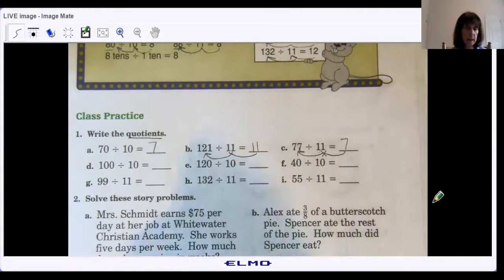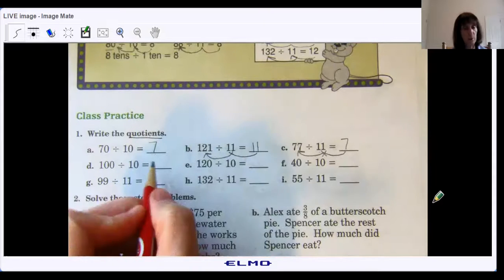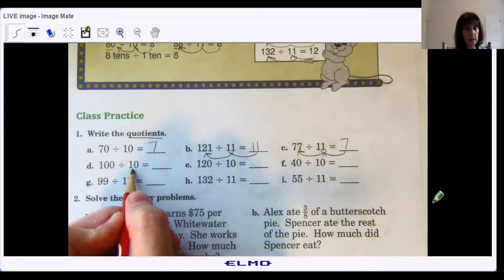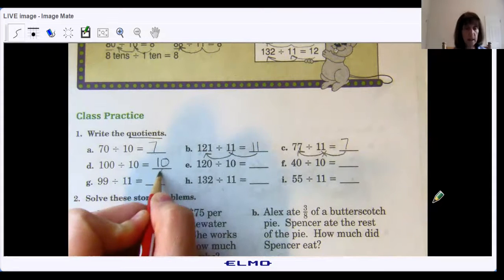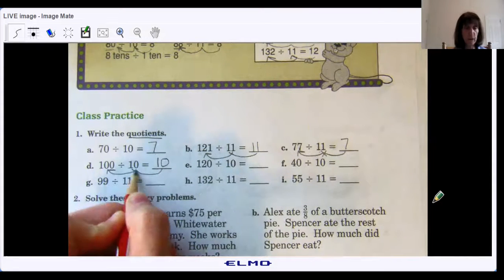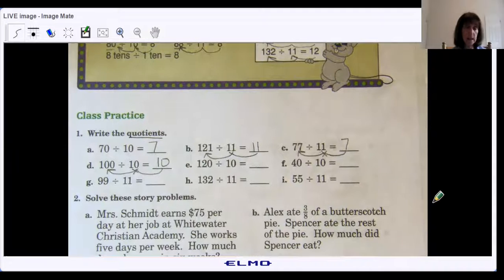100 divided by 10 equals, what number times 10 is going to give you 100? We should know it. 10. 10 times 10 is 100. So 100 divided by 10 is 10.